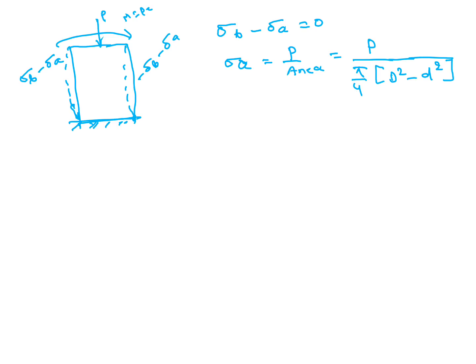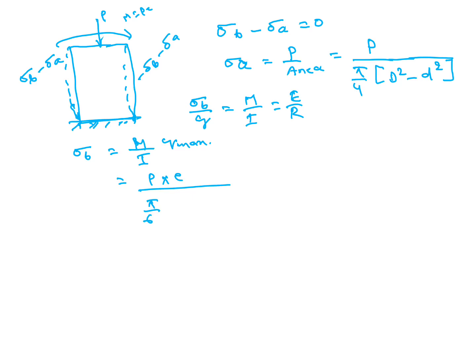And here the bending equation we know: sigma B by y equal to M by I equal to E by R. From there, sigma B equal to M by I into y maximum. So we get the bending stress sigma B. M is P into e, moment of inertia for hollow section is pi by 64 into capital D to the power 4 minus small d to the power 4, into y maximum, outer diameter by 2.